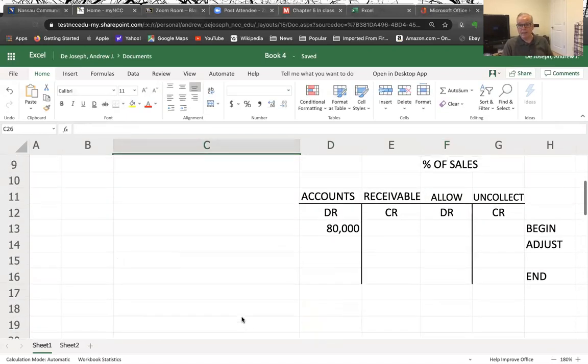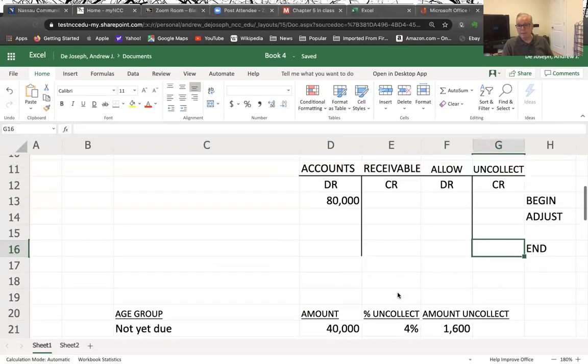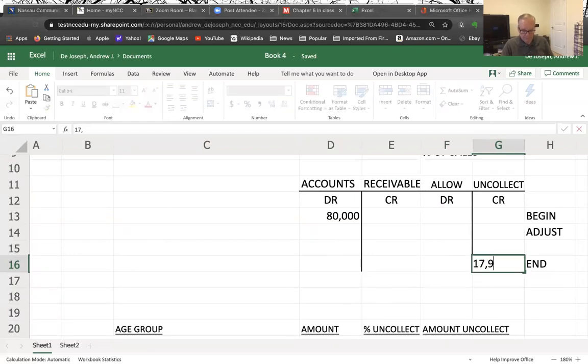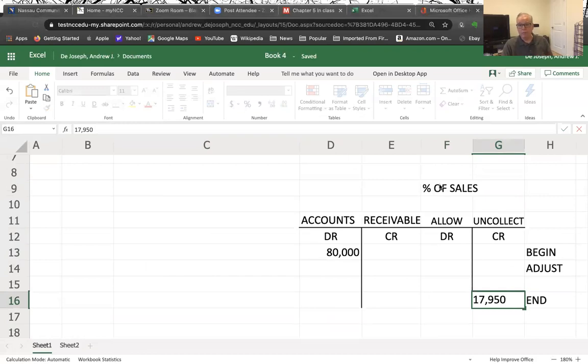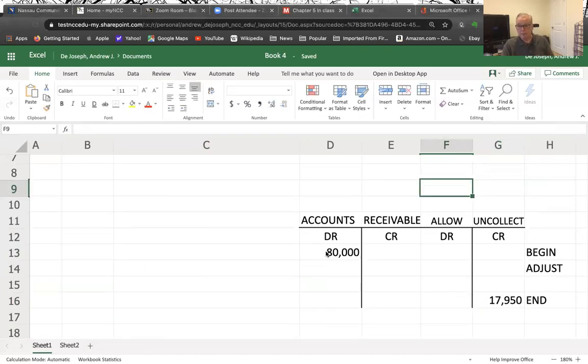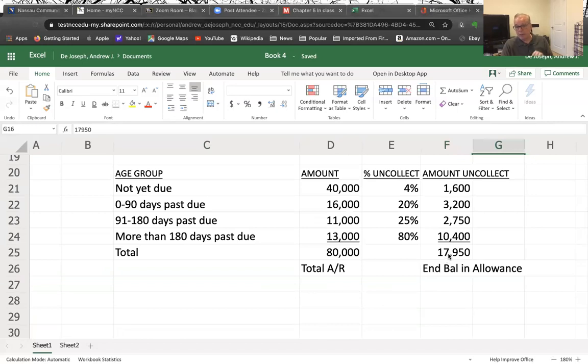So now let's go back here, and I want this number to be 17,950. So I already know accounts receivable is 80,000. And after just doing this analysis, I calculated that I want this ending balance to be 17,950. And what does that represent? That represents the portion of this 80,000 that I don't think I'm going to collect.